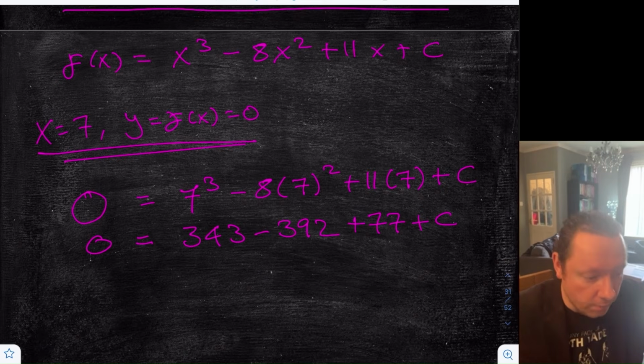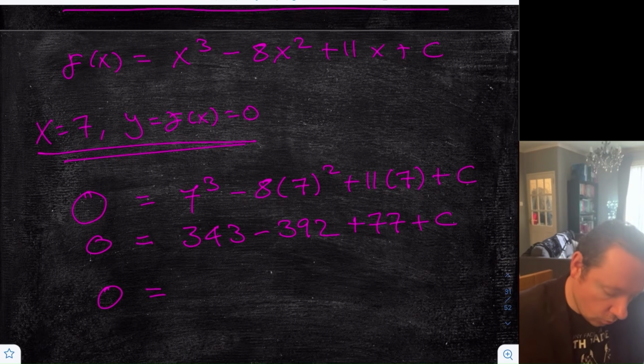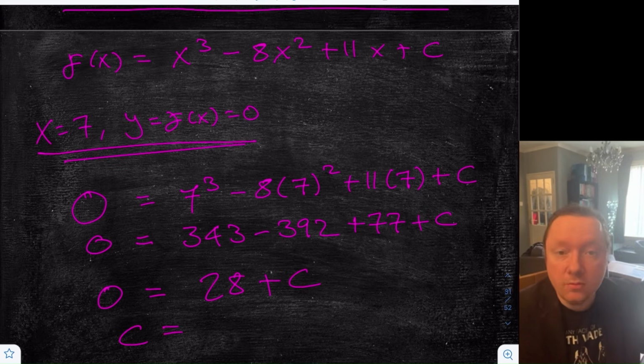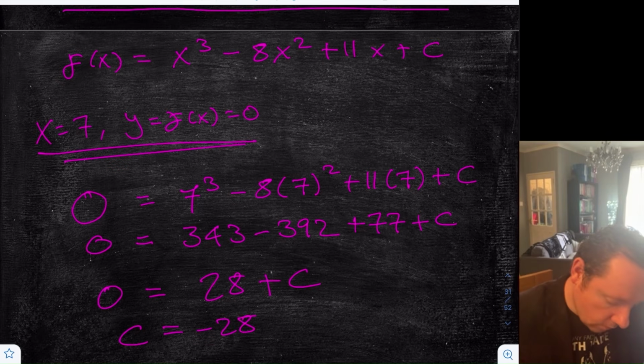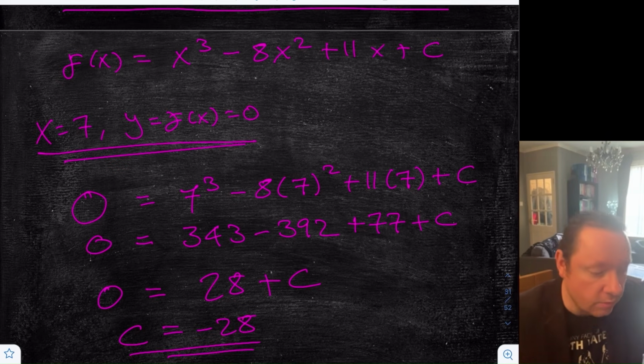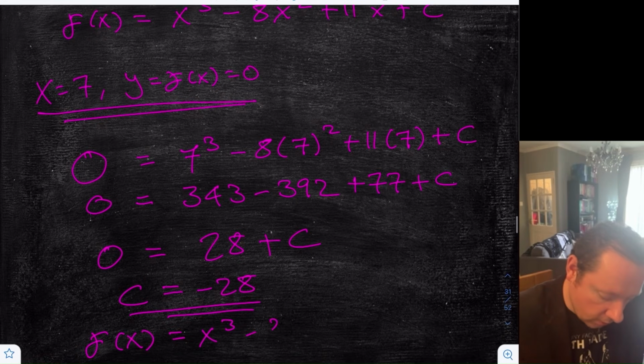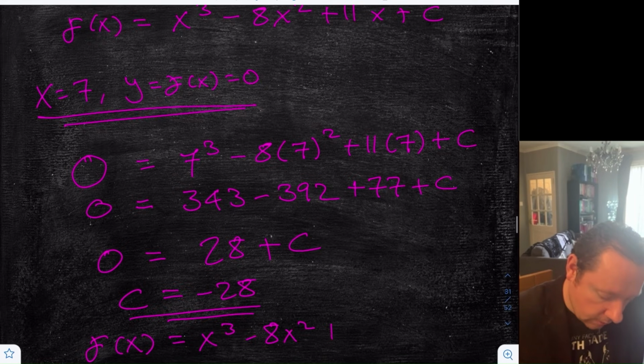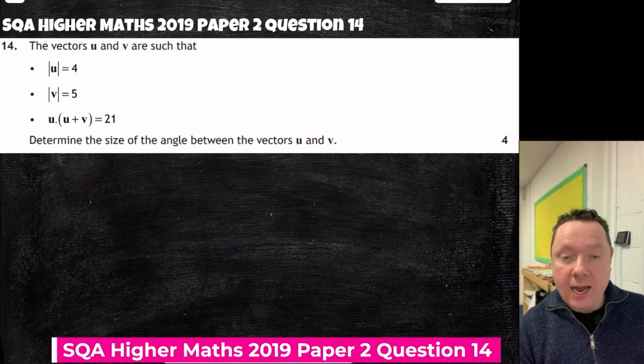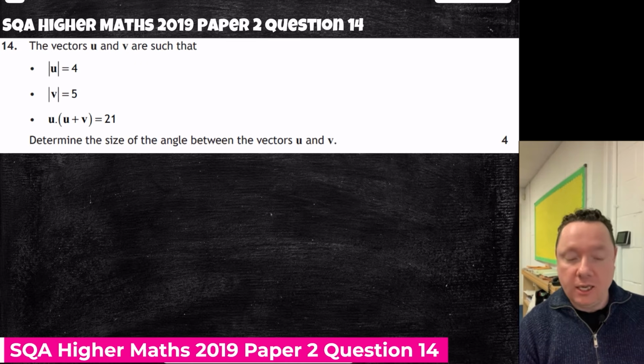Tidying all that up, we get 0 equals 343 minus 392 plus 77 is 28 plus c, and therefore c must equal negative 28. We've got our c, so we'll just sub it back into the equation we just found above. So therefore f of x is equal to x cubed minus 8x squared plus 11x minus 28. And we're done there.